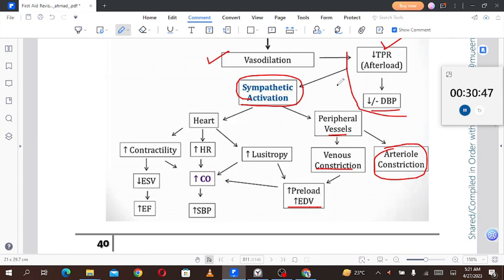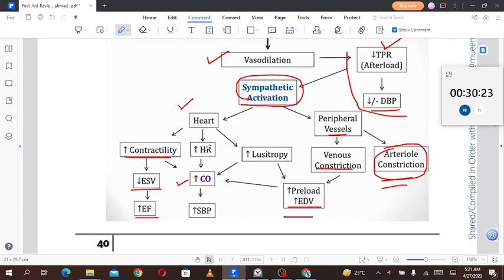Now we are talking about the compensatory response for that. Sympathetic nervous system will be activated and preload will be increased. On top of that, arterial constriction will maintain the blood pressure or even increase that. Then we have sympathetic activation on the heart. Heart will increase the contractility. Increasing the contractility will decrease the end systolic volume, and that will lead to increase in ejection fraction. Also, increased contractility will cause an increase in the cardiac output.